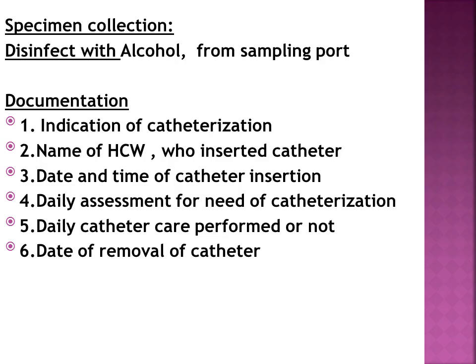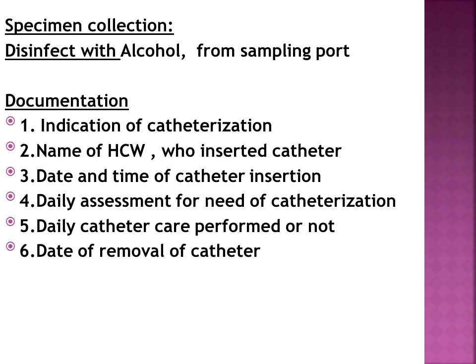Now we will see sample collection. When we have to diagnose, how to collect a urine sample? You have to disinfect the tube with alcohol, and then from the proximal portion of the tube you can collect the urine sample. But the urine sample should not be collected from the drainage bag. The sample can be collected from the sampling port after disinfection with alcohol.